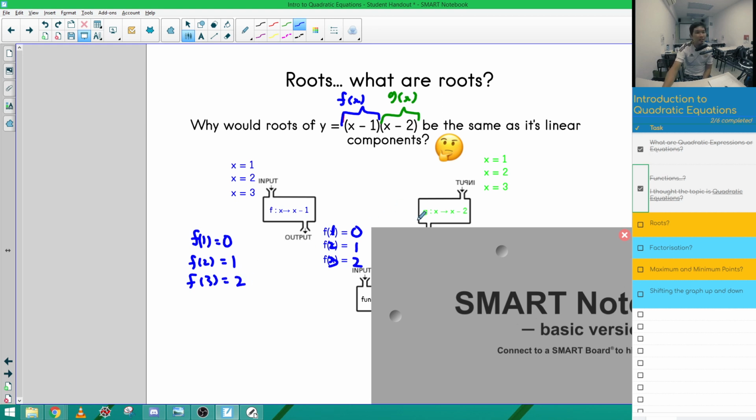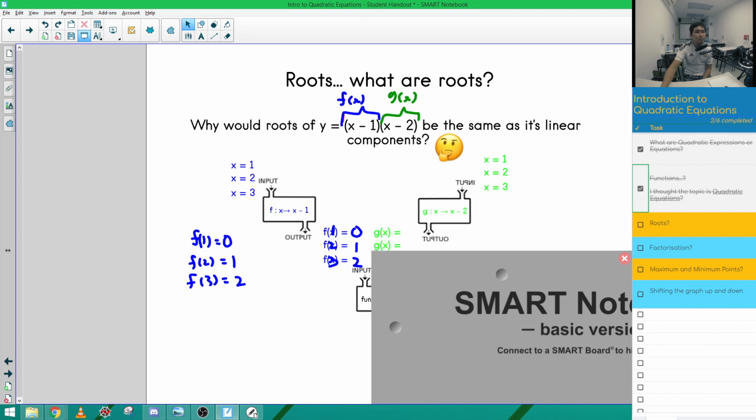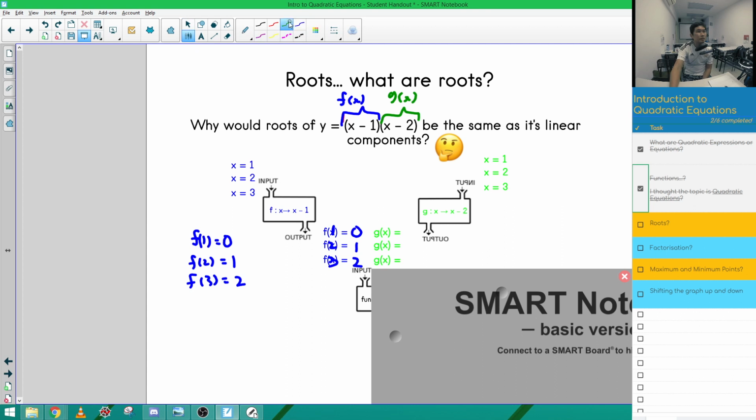And let's look at our green machine, our function g. What would g of 1, 2, and 3 be? Let's look at that. I'm not going to write it here, I'm going to write it at the side. G of 1, when we put 1 in and then minus 2, what do we get? We get negative 1. Let's say we put in x equals 2. 2 minus 2 will give us 0. And g of 3 will give us 1.